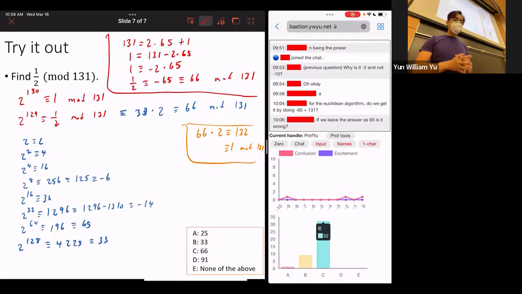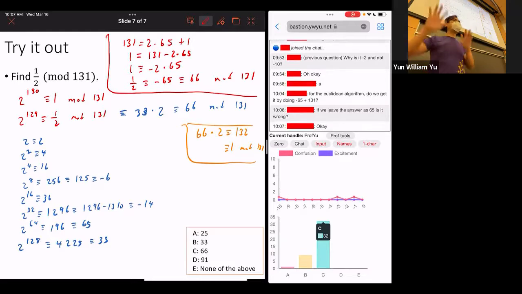Oh, if you leave the answer at 65, is it wrong? If you leave it at 65, it's wrong. If you leave it as minus 65, I will give you full credit. So remember, for the remainder of the class, for the next quizzes and the final exam, you're allowed to do either positive or negative, but it has to be the smallest positive or negative number. By smallest, I mean smallest in magnitude. So if you leave it as minus 65, that's fine. But if you had left it as minus 196, then that would not be fine. Okay, anyways, have a break, and I will see you all in a few minutes.